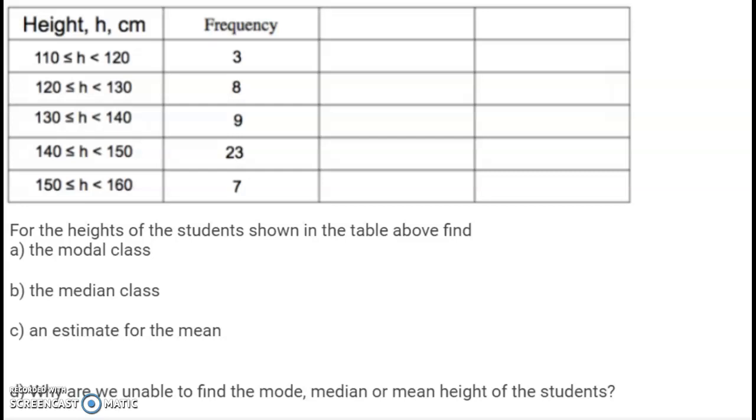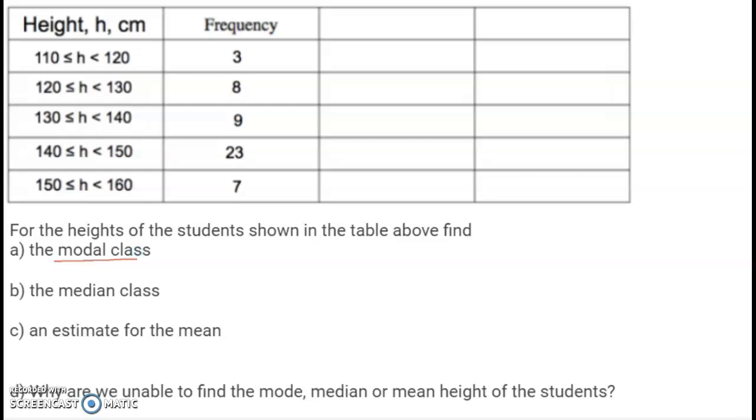In this video, we're going to recap how to find the modal class, the median class, and an estimate for the mean for a grouped frequency table. In this question, we are asked, for the heights of the students shown in the table above, find A, the modal class. The modal class is the correct terminology for finding the mode of a grouped frequency table.